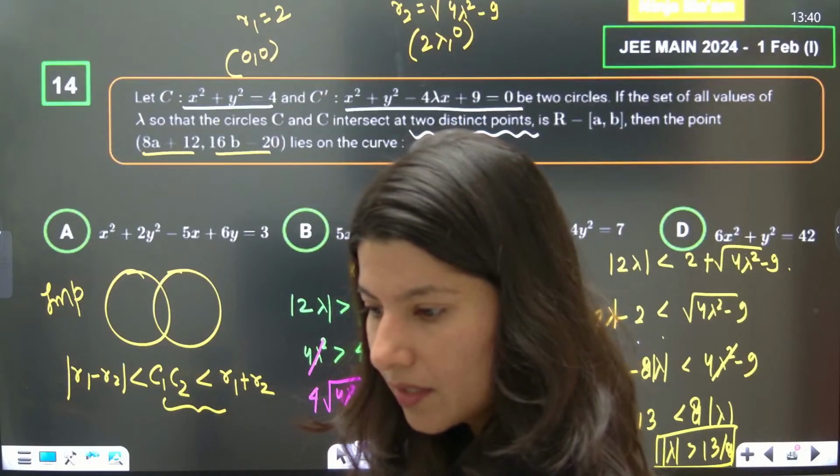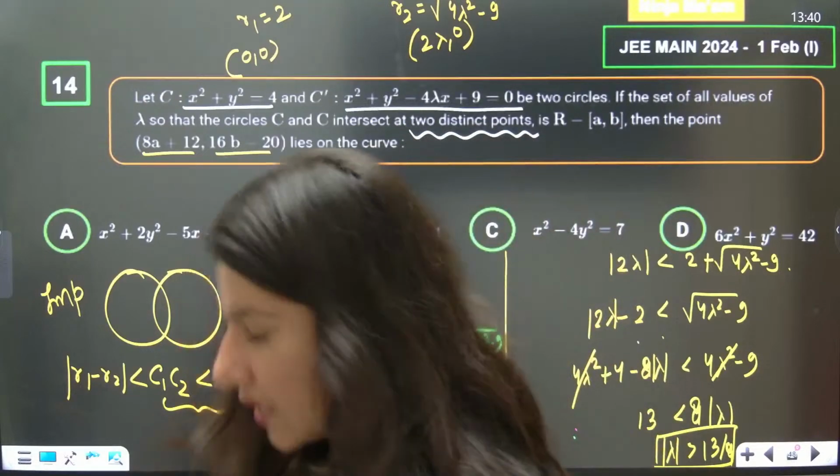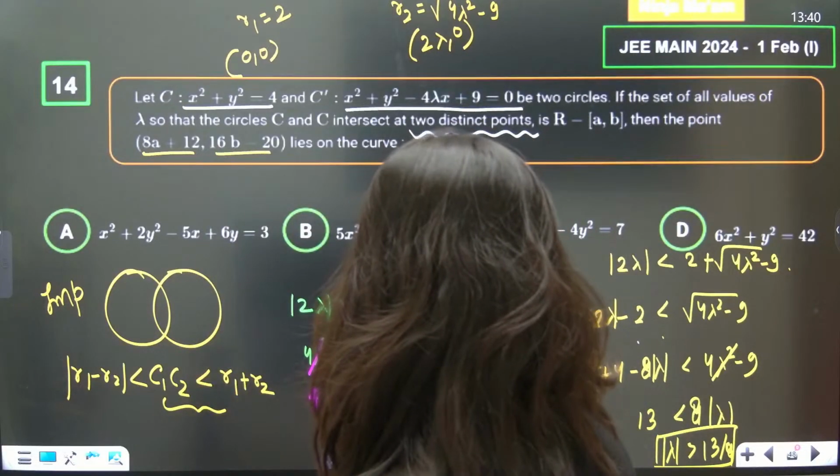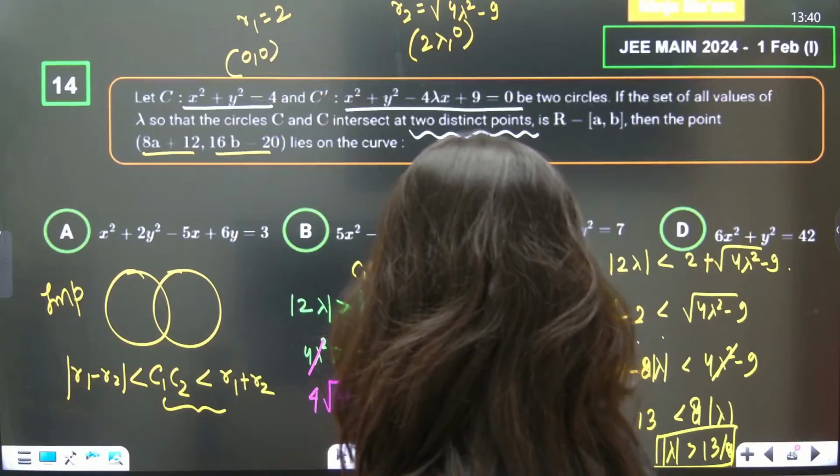Is it correct? Ma'am, it is 16 lambda square. Huh? 16 lambda square you are saying. How come 16 lambda square? No, no. This is correct.